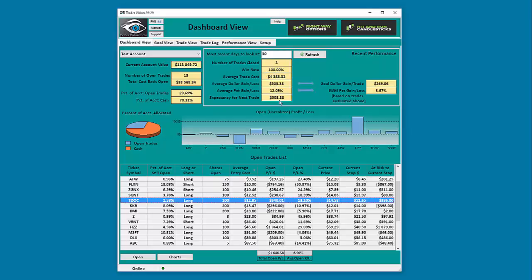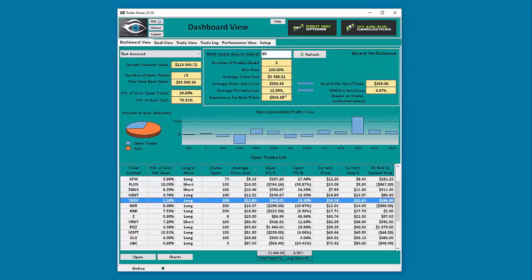For this account, the most recent 30 days performance included only 3 closed trades. All of them were wins. The average trade cost has been a little under $4,400. That includes commissions. And the average dollar gain has been $503. That compares to our trade goal of $269, so we're doing quite favorably against our goal over the last 30 days.